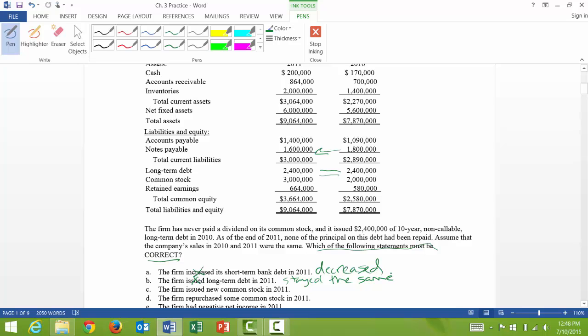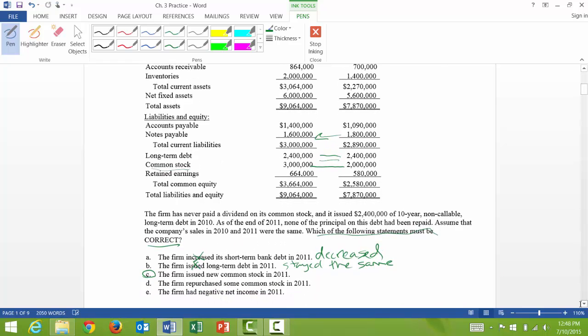And then the firm issued new common stock in 2011. So if I look at common stock, it went from 2 million to 3 million. So actually, yeah, that happened. The firm did issue new common stock because we can see that balance increased. And then let's look at the other ones to see why they're wrong. The firm repurchased some common stock. Well, we would have seen the common stock would have decreased, so that one's incorrect since it increased.